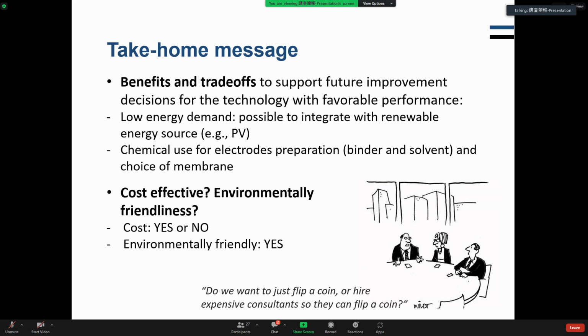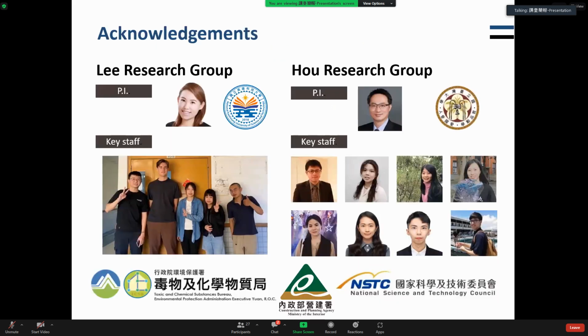And for environmental friendliness, our answer is yes. If you need more study, and if you're interested in the life cycle assessment of the system, then please contact me.